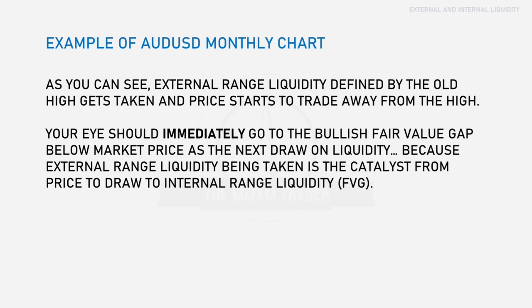Example of AUD USD monthly chart. As you can see, external range liquidity defined by the old high gets taken and price starts to trade away from the high. So your eye should immediately go to that bullish fair value gap below market price as the next drawn liquidity. Because external range liquidity being taken is the catalyst for price to draw to internal range liquidity, which is that fair value gap.